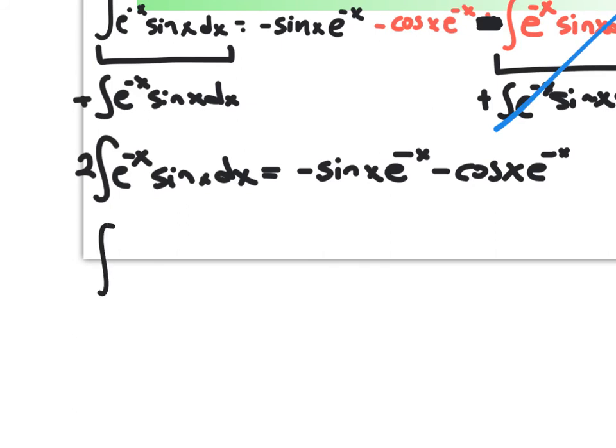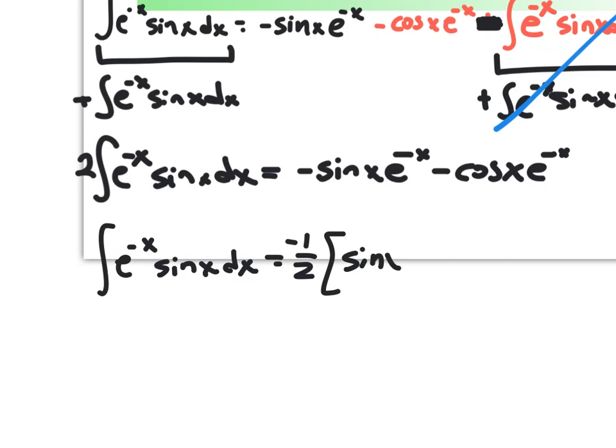And so to find the integral of e to the negative x sine x dx, I just multiply this side by 1/2. And actually, I'm going to make this simple by pulling out a negative. And leave it just like that. Don't forget, plus C. All right, you guys, you only ever have to do that twice.